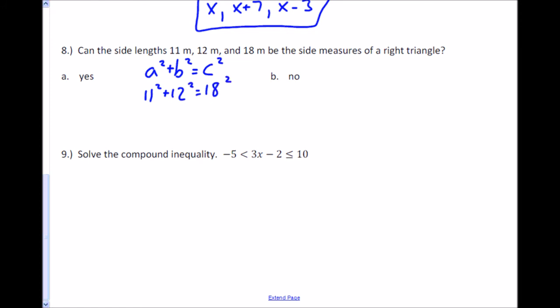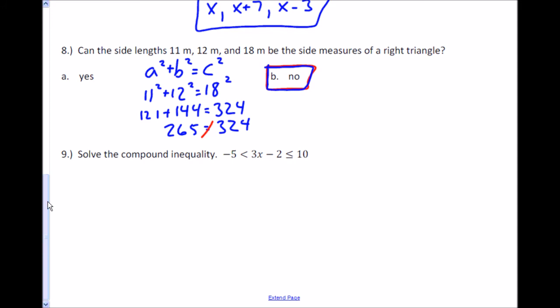So the 11 squared is going to give me 121. The 12 squared is going to give me 144. And then the 18 squared is going to give me 324. So now I just see if this holds true. I'm going to do the 121 plus the 144, which gives me 265. And 265 does not equal 324. So since this is not true, it means that these could not possibly be the dimensions of a right triangle. So the answer here is no.